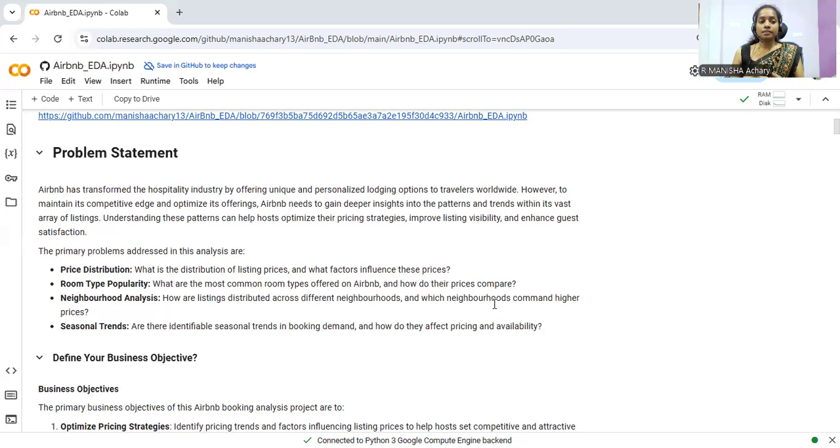Fourth is seasonal trends. Are there identifiable seasonal trends in booking demand and how do they affect pricing and availability?